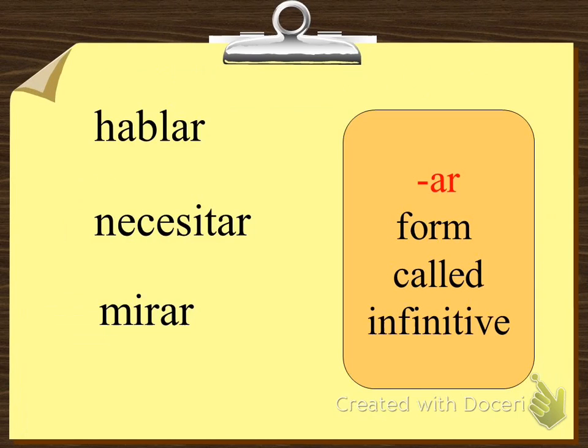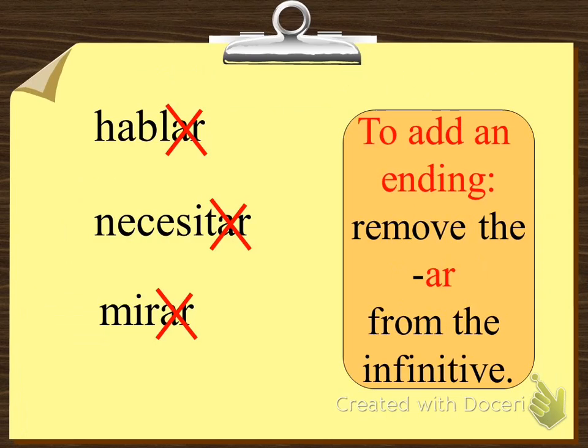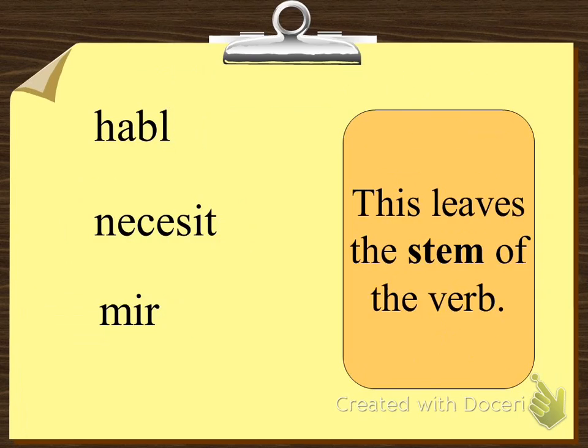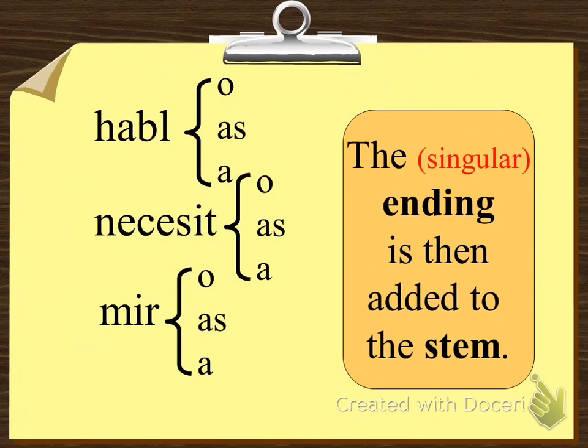So how do we conjugate? What's an infinitive form of a verb? Ends with AR. It's the original form. It's the unconjugated form that means to, whatever the verb is. To speak, to need, to look at. What do you do to conjugate? Take away that AR. You're taking away that ending. Okay? Then you are left over with the stem, and then you add your endings to make it agree with the subject, who is doing the action.